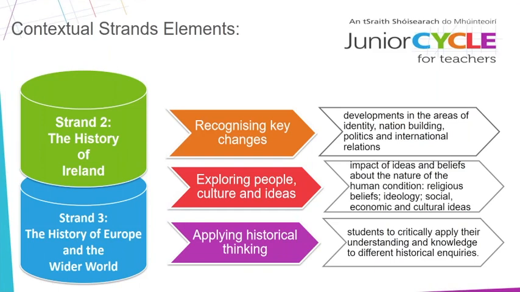The learning outcomes are grouped by element. I'll give you an opportunity to read there. What makes these elements? What comprises these elements? The first one, recognising key change. These are big change agents that happen in the course of history. The second is exploring people, culture and ideas. The third is applying historical thinking.